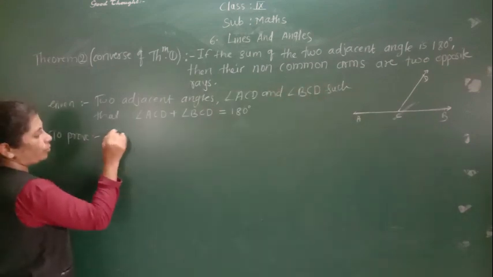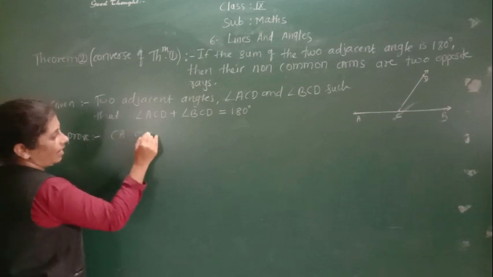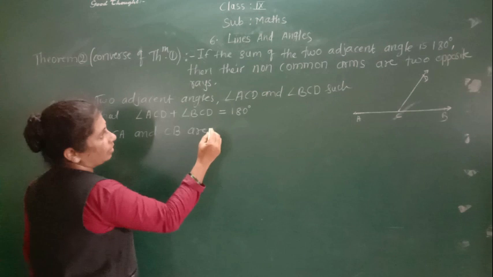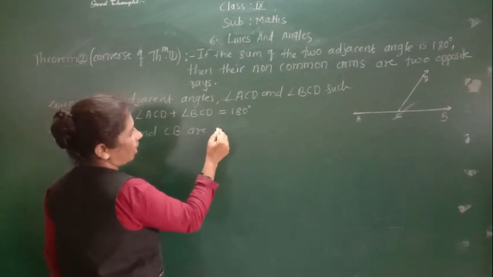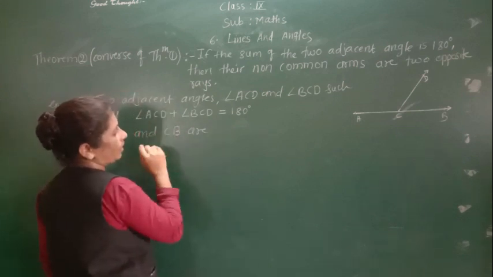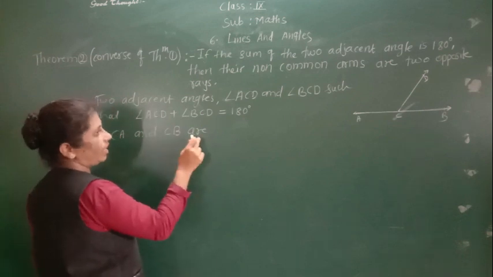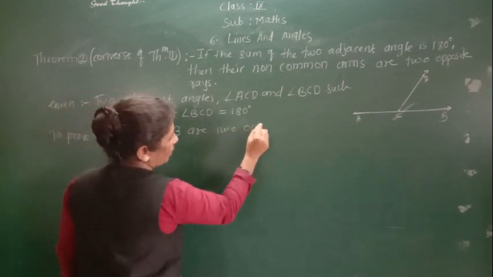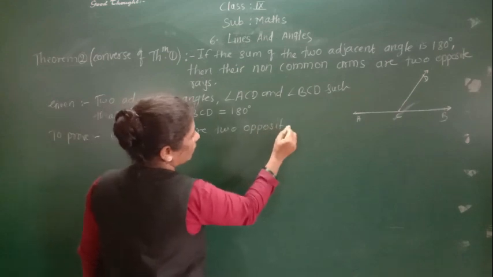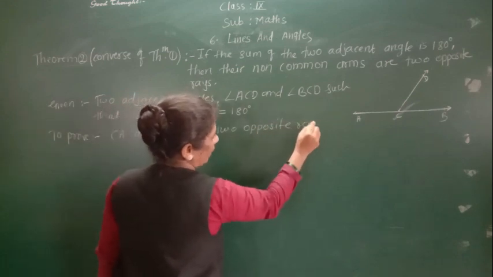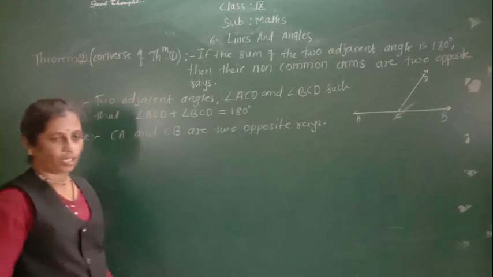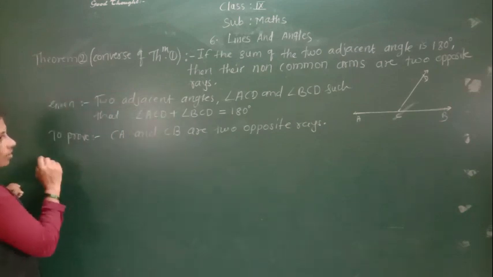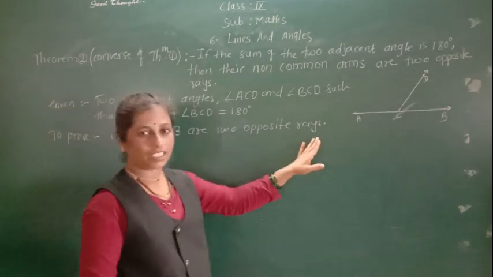Okay, what do we have to prove? CA and CB, the non-common arms, are two opposite rays, and this we have to prove. Understood? So CA and CB are the two opposite rays. This we have to prove.